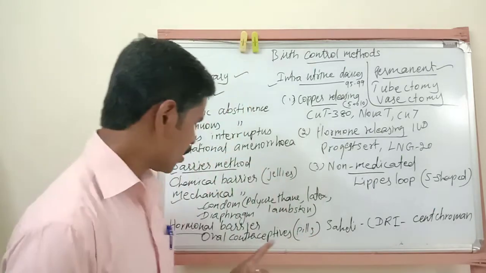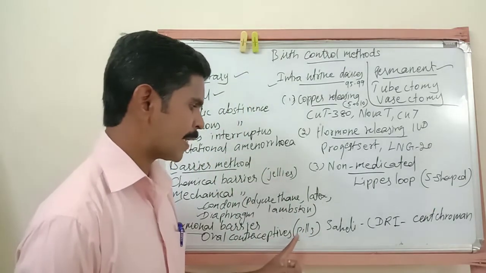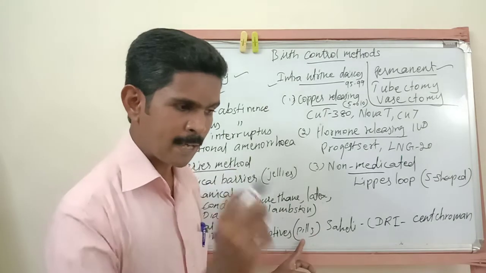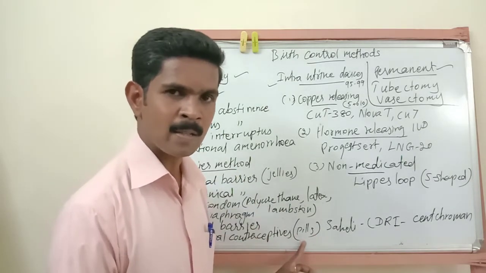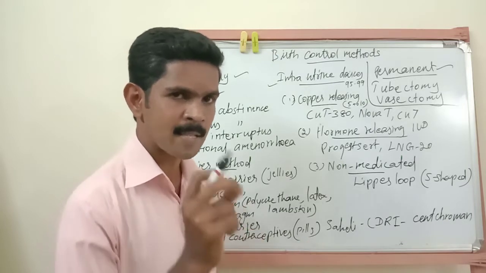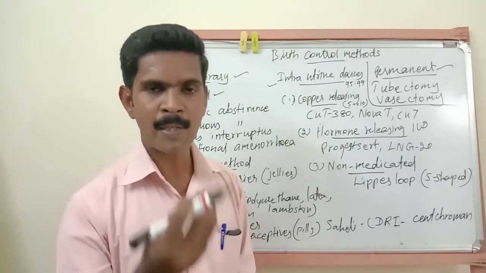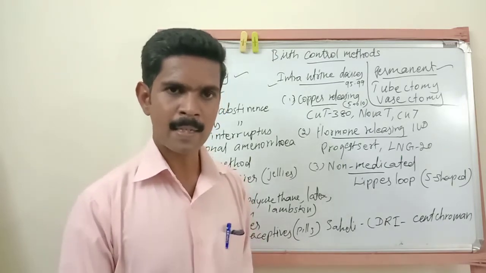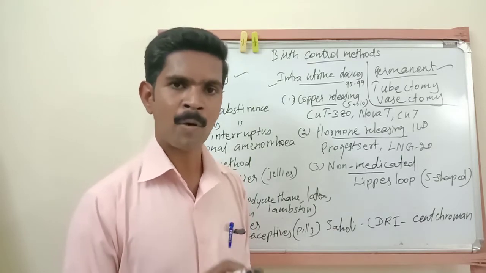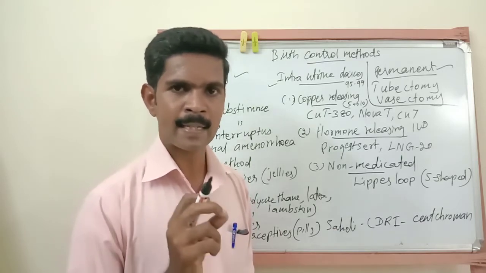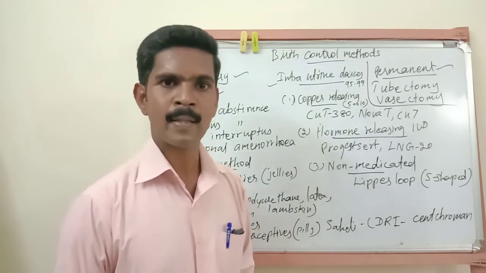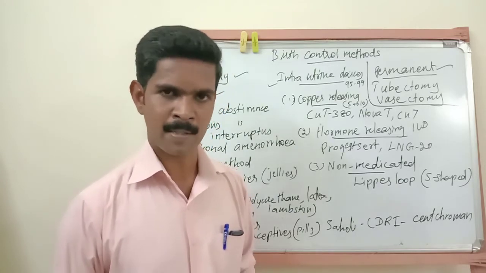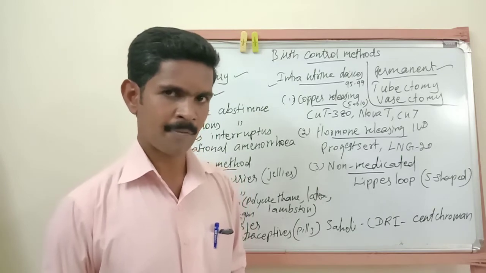Listen very carefully. So oral contraceptive devices, for example pills. In some pills, both synthetic estrogen and progesterone hormones are present. When people use these pills, the production of LH and FSH inside the body is prevented, so the ovulation process is prevented. Understand, my dear students?